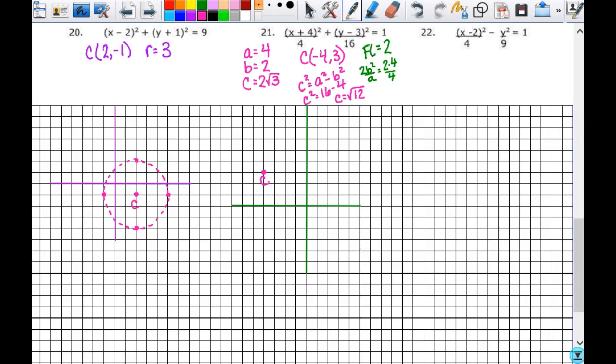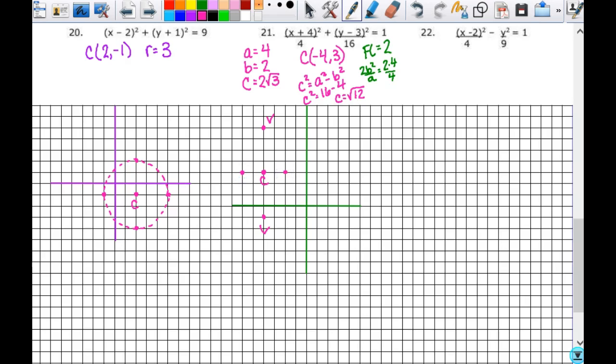So from that, I'm going to need to plot, count, and get A, and decide that if I'm going to count, am I going to count vertically or horizontally? Well, A is underneath the Y, which means it is a vertical ellipse. So from the center, when I count 1, 2, 3, 4, this gives me a vertex. 1, 2, 3, 4, this gives me a vertex. Okay. My co-vertices, that's where B comes from, so I go 1, 2, and 1, 2.